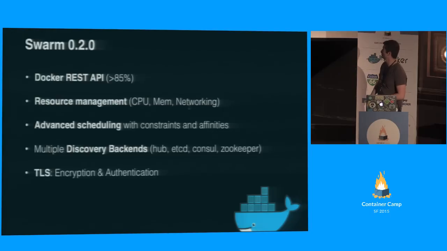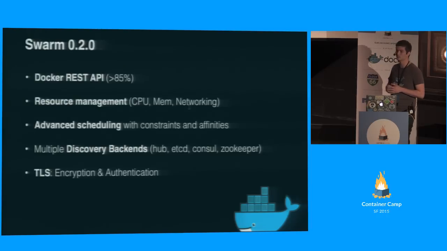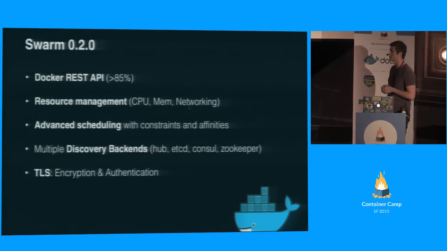Speaking of Swarm 0.2, again, the most important thing for Swarm is to be 100% compatible with the Docker API. In the last release, we got to about 85%, and we're aiming to be 100% compatible with Docker by 0.3 in June.